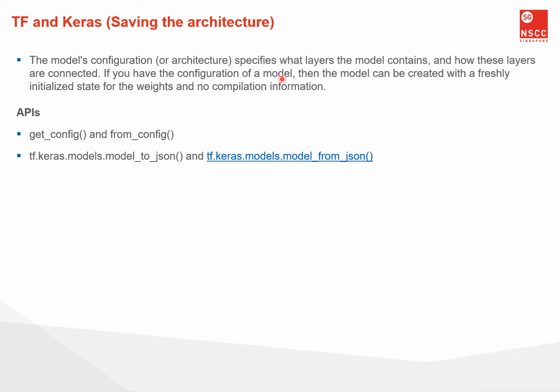Now, if you have the configuration of the model, then the model can be created with a freshly initialized state for the weights and with no compilation information. So the API calls are basically the get_config and from_config calls. Now, if you want to support a JSON file for saving it, then you call model.to_json or model.from_json.